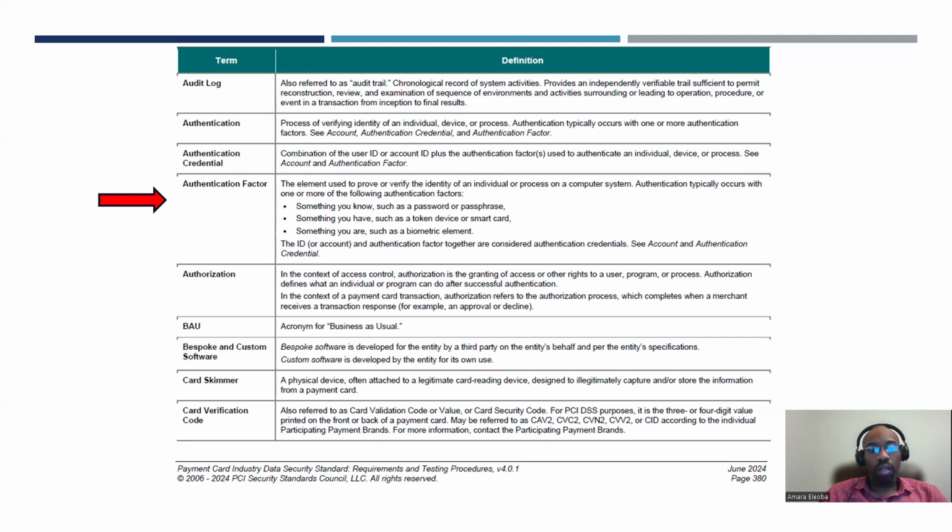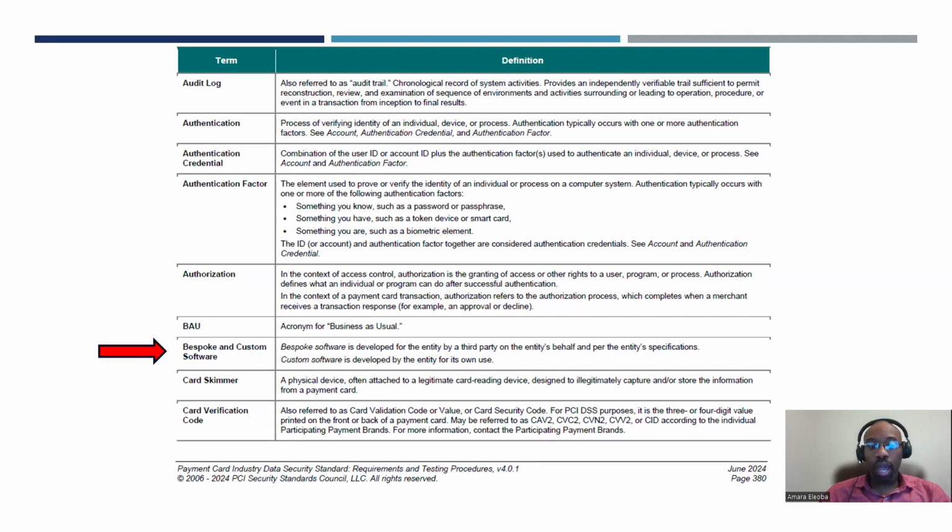All right, then the next one is authentication factor. And what this means is that it helps to verify the individual or the identity of that individual or a process of a computer system. So what is required is something that you know, which is a password, or something you have can be a token, or something that you are, that might be a biometric element. Then BAU is referred as business as usual. You'll see that in the PCI requirements.